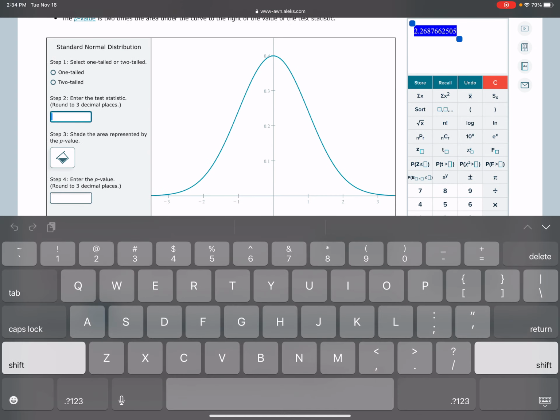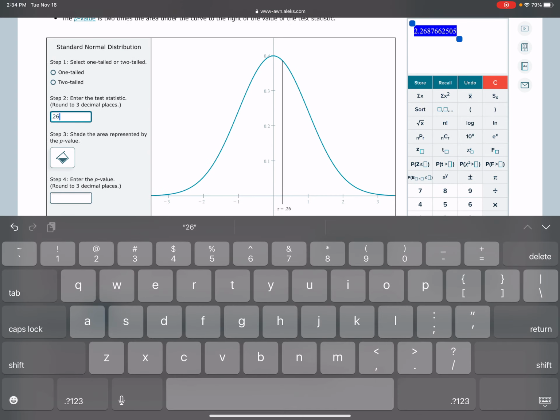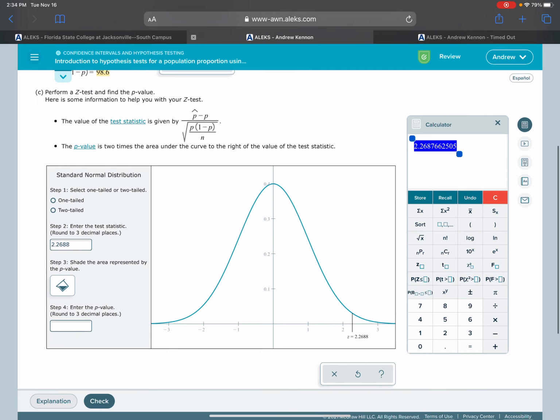I must have done divide by 17 instead of 170, because I got 24.6. But I would highly recommend using the calculator. You're less likely to make mistakes there.